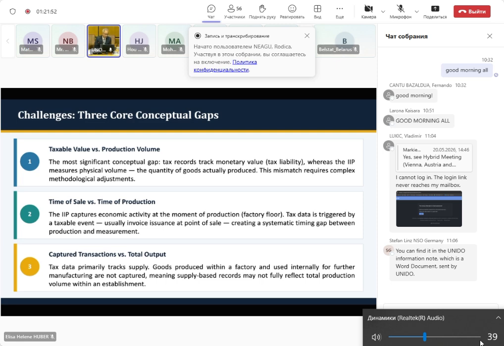Third is captured transactions versus total output. Tax data primarily tracks supply, that is, goods produced within a factory and used internally for further manufacturing are not captured. Only whatever comes out of the factory will be captured here. But in between, for example, there will be captive plants, for electricity, that kind of information may not be captured, or intermediate inputs that they produce and consume themselves. That kind of production will not be captured in the output supply.